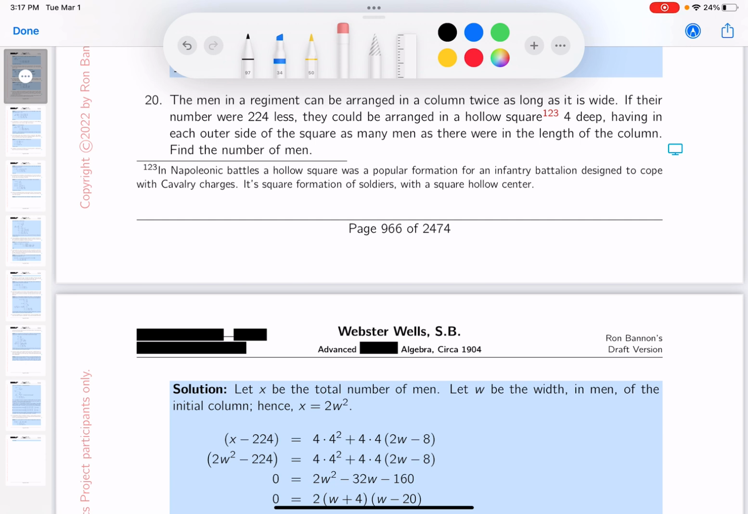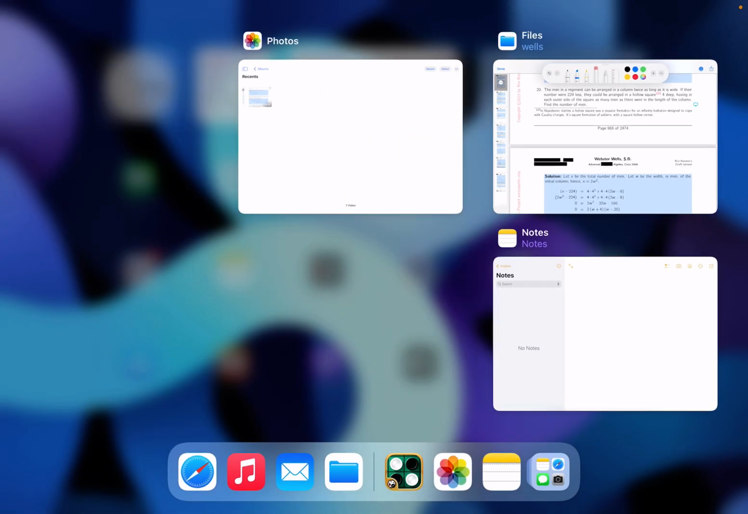Okay, so what I've got to do is go to the whiteboard, since I can't fit it in this white space. And as I do that, I'm going to have to reread it. The question is how many men are there? I don't know, so I'm going to say X is the number of men. They said they could form a column like this, where if there were W men in the width of it, there'd be 2W men in the length of it.